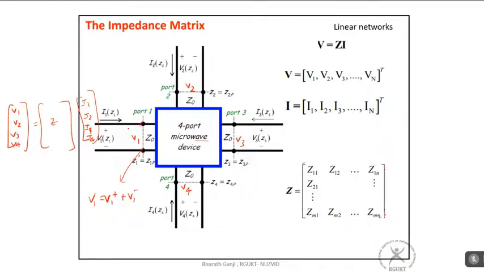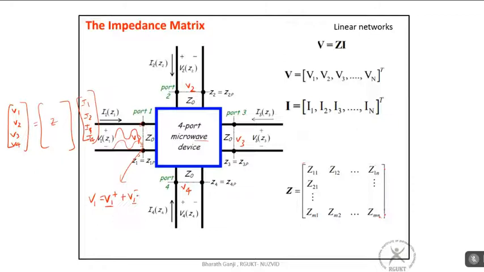Because at this port, maybe there can be a forward wave that is going like this, but because of impedance mismatch at this port, there can be some reflections from this port also. Okay, so at this terminal there can be a forward wave as well as a backward wave. So if you ask me what is the total voltage at this location, it is basically the summation of the magnitude of the forward wave voltage and the magnitude of the backward wave voltage.